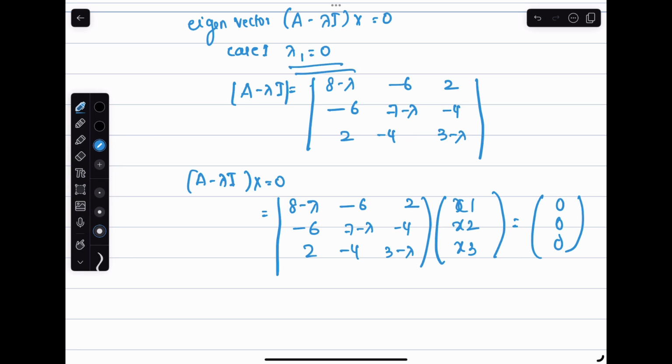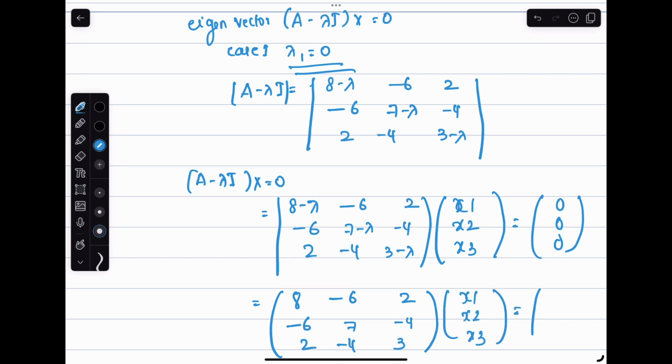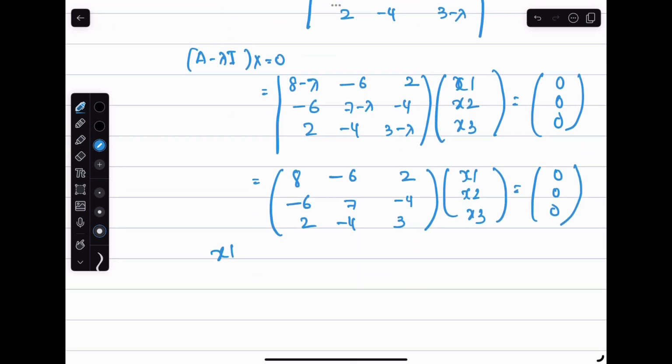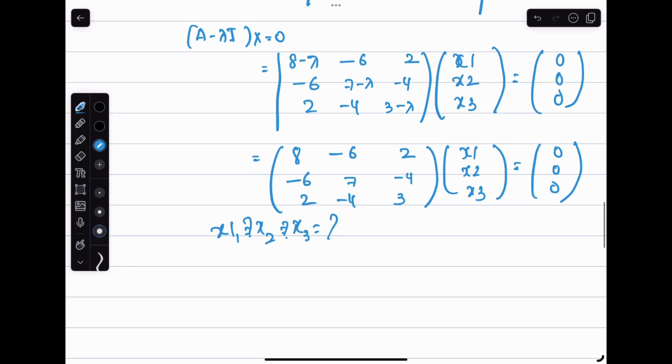Now what we have to do is substitute the lambda value into the given matrix, that is 8 minus 0. So you will get the same matrix. Please write it down. So 3 minus 0 is 3, and x1, x2, x3 is equal to 0, 0, 0. Now our main motive is to find the values of x1, x2, x3. What is the value of x1, what is the value of x2, what is the value of x3? This is what we have to find.